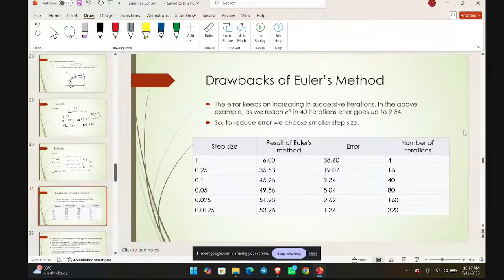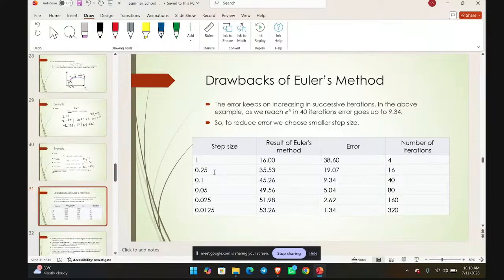So to reduce this error, we need to choose a smaller step size. If you observe this table, if we choose step size equal to 1, so x equal to 0, 1, 2, 3, 4, we took 4 steps, 4 iterations, but the result by Euler method is 16.00. But the exact value is near 54. The error, as you can see, is 38.6.